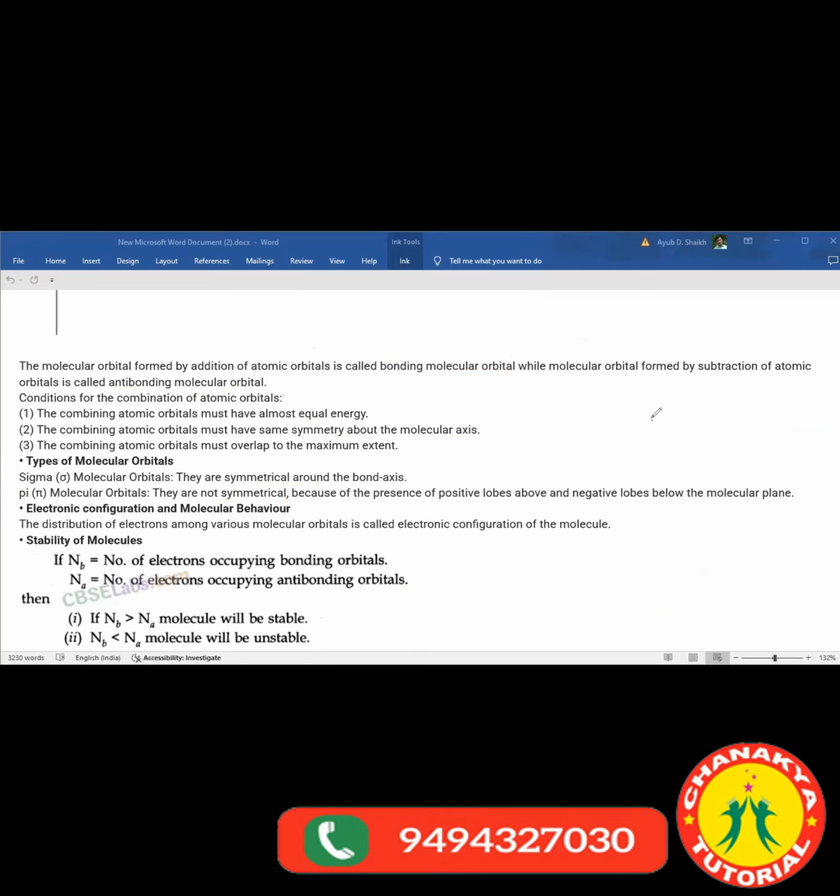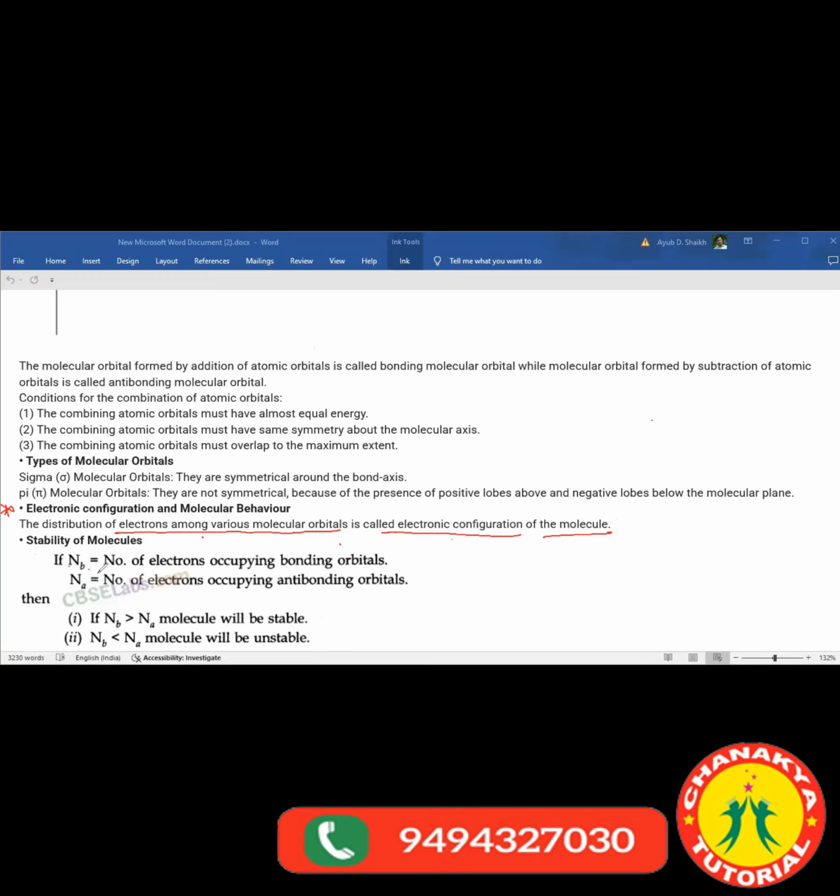The thing I wanted to explain to you is electronic configuration and molecular behavior. The distribution of electrons among the various molecular orbitals is called the electronic configuration of the molecule. And stability is also given. What is the stability of a molecule?